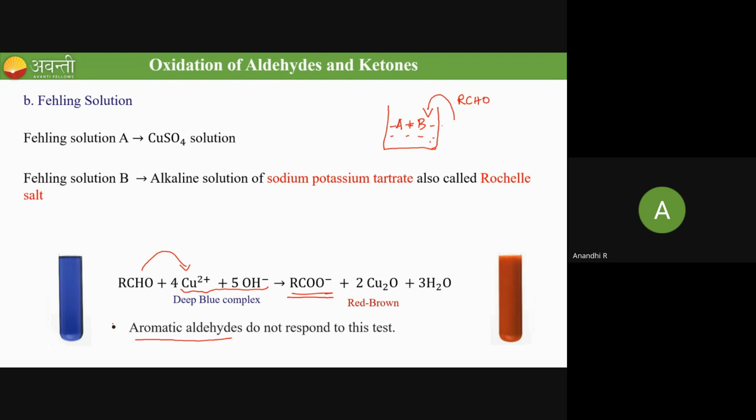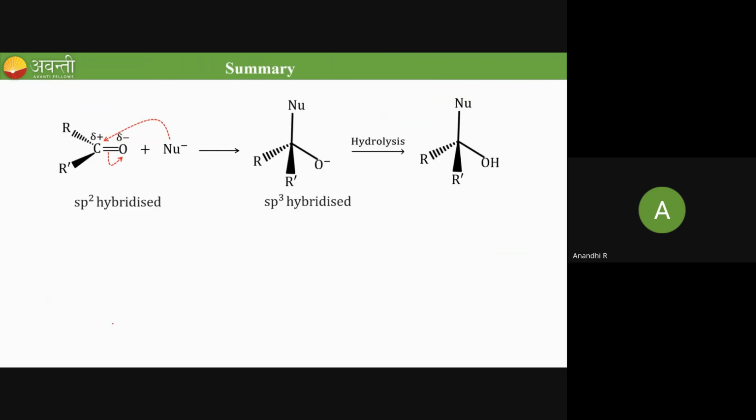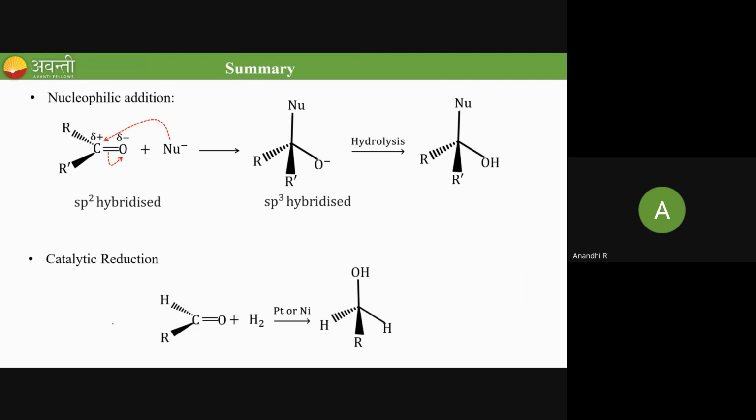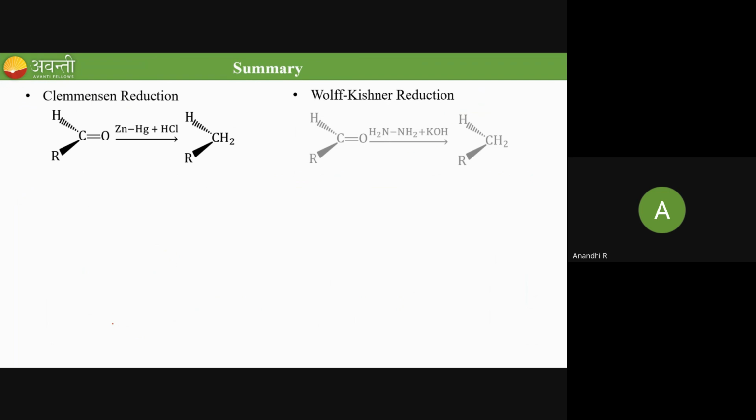So let me summarize what we have seen so far. We have seen three reactions. The first one is nucleophilic addition reaction. This is the mechanism. And second, we have seen reduction, catalytic reduction, that is the conversion of C double bond O to CH2OH. And in Clemmensen reduction also we have seen zinc amalgam and HCl. And Wolff-Kishner reduction also we have seen. The third one is the oxidation reaction. So oxidizing agents are basically KMnO4.